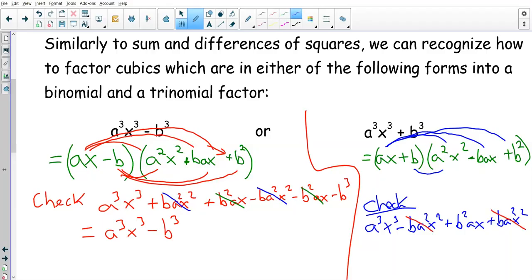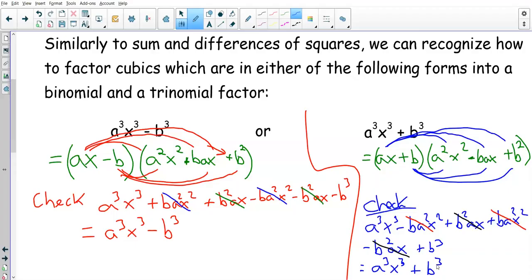If I keep going, I'm then going to have b times negative bax, which is going to give me a negative b squared ax. I can see that those terms are going to cancel out. And then I'm left with b times b squared, which gives me a plus b cubed. And you can see that I'm back to where I started before I started to try and factor that. I get a cubed x cubed plus b cubed.